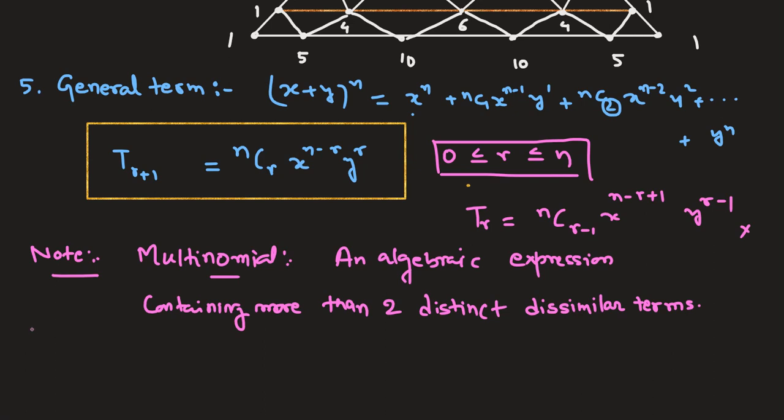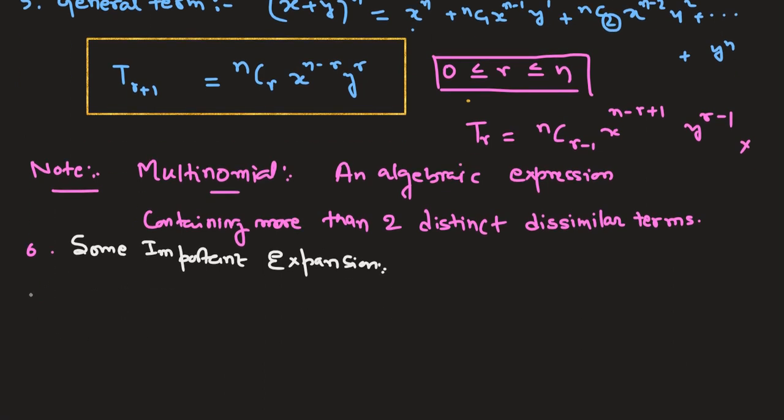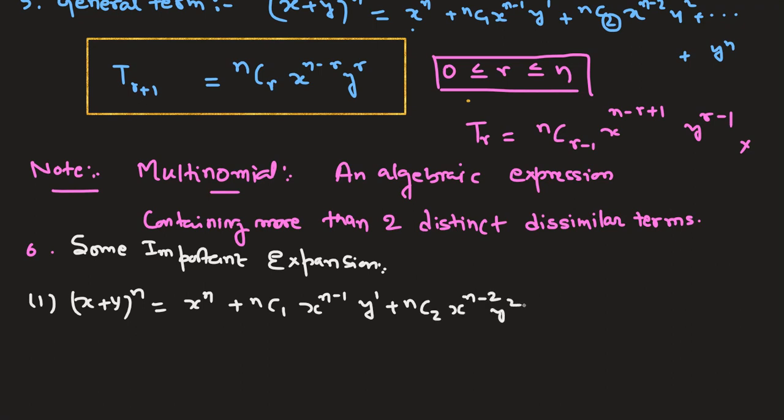So point number 6, some important expansions. First of all, (x + y)^n, we know this formula. Utilizing this formula we get the remaining ones. So (x + y)^n is x^n + nC1 x^(n-1) y^1 + nC2 x^(n-2) y^2. In this way the rth term is nCr x^(n-r) y^r, and in this way the last term is y^n.